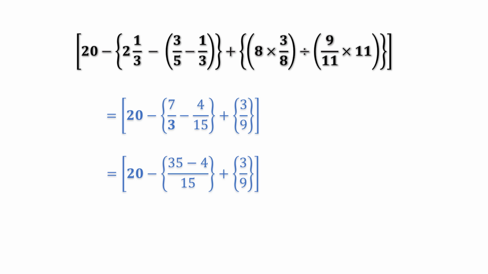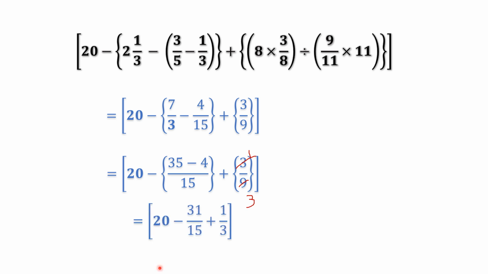So 3 over 9. There's a denominator 9 and there's a numerator 3. We can cancel them because 9 and 3 both come in the multiplication table of 3. So 3 is a common factor to 3 and 9. 3 times 1 is 3. 3 times 3 is 9.